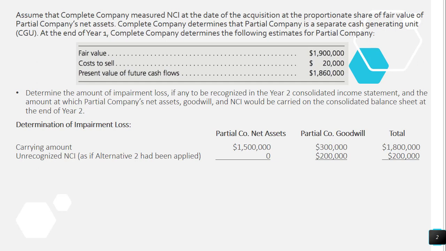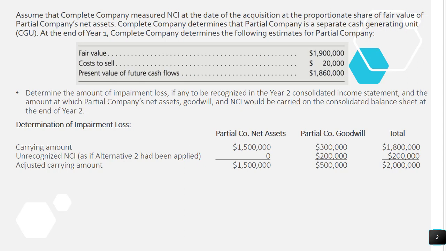So when non-controlling interest is originally measured at the proportionate share of net assets, which was the case in this example, the carrying value of the entire cash generating unit must be increased by the amount of goodwill attributable to the non-controlling interest as if alternative 2 had been applied. So that's what we have done here. So the unrecognized non-controlling interest is $200,000. We end up with an adjusted carrying amount of $500,000 for the goodwill and total of $2 million for the adjusted carrying amount. So now we need to determine the recoverable amount.